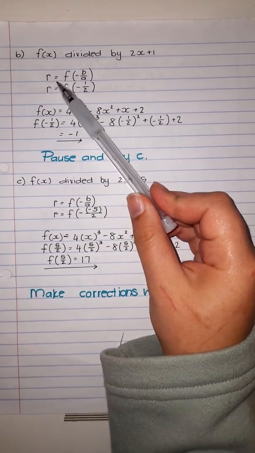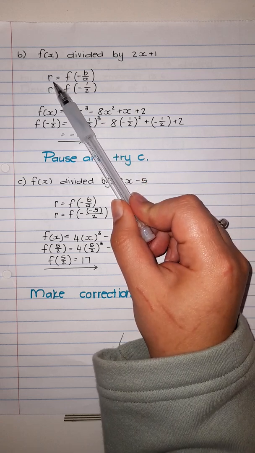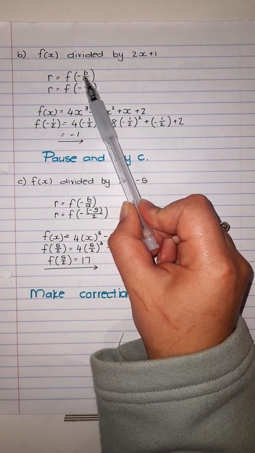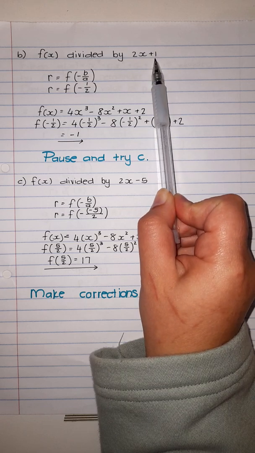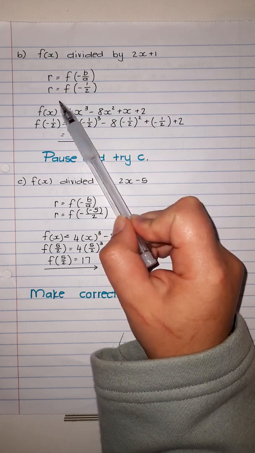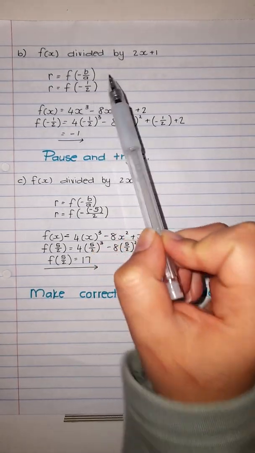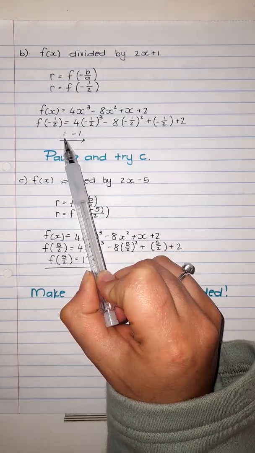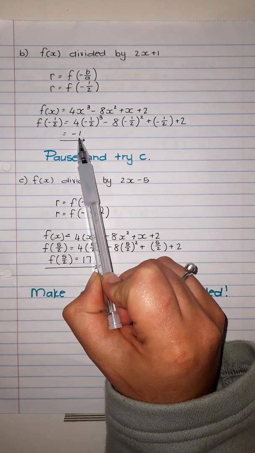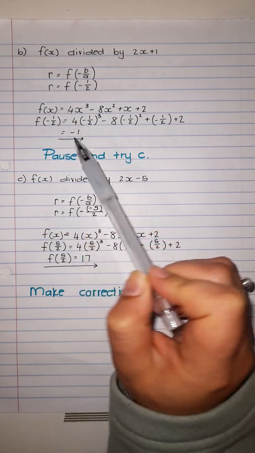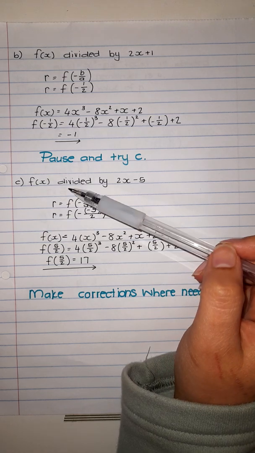Now, again, I'm going to use my remainder theorem for that, saying that r, which is my remainder, equals f, and then substitute that in -b/a. My b in this instance is 1. My a is 2. Now I'm going to replace wherever I see x with -1/2. And if I substitute that in, I'm going to get f(-1/2) is equal to -1, which means my remainder, my r, would be -1. Okay, so please pause and try C.